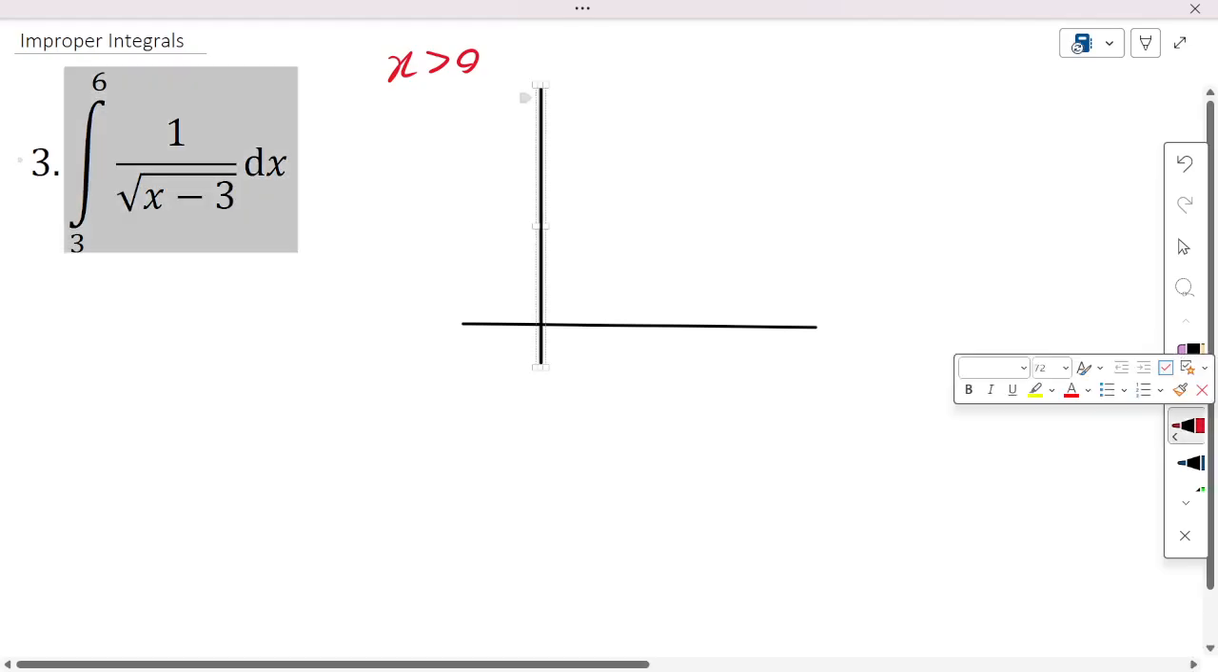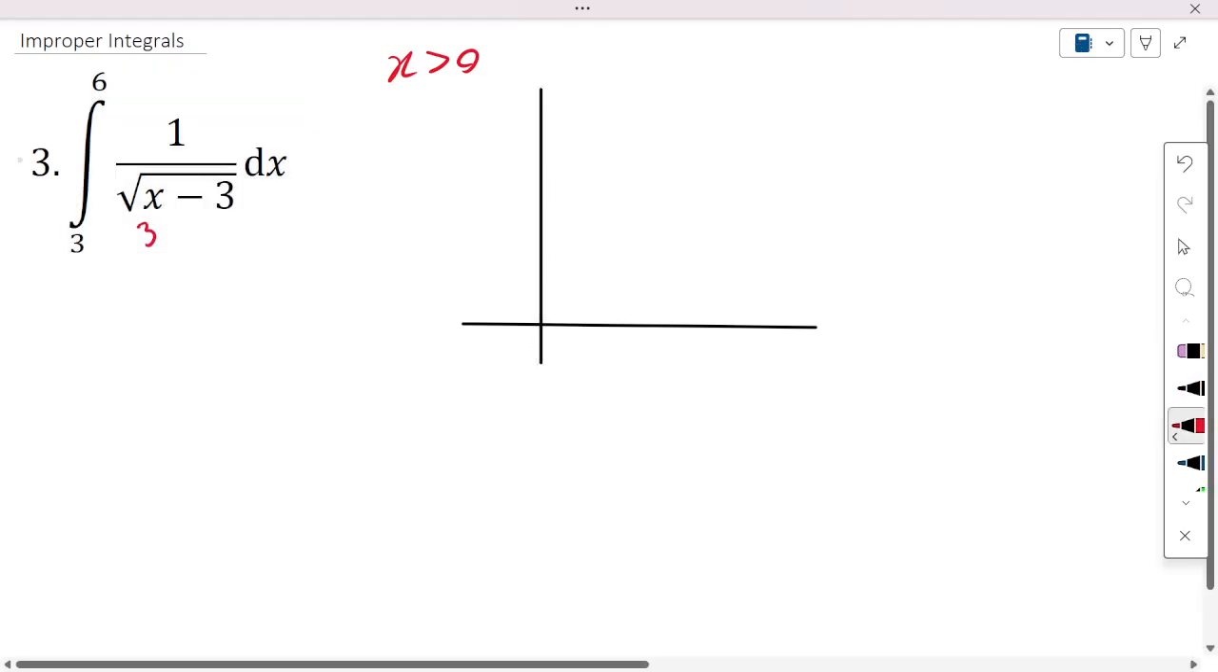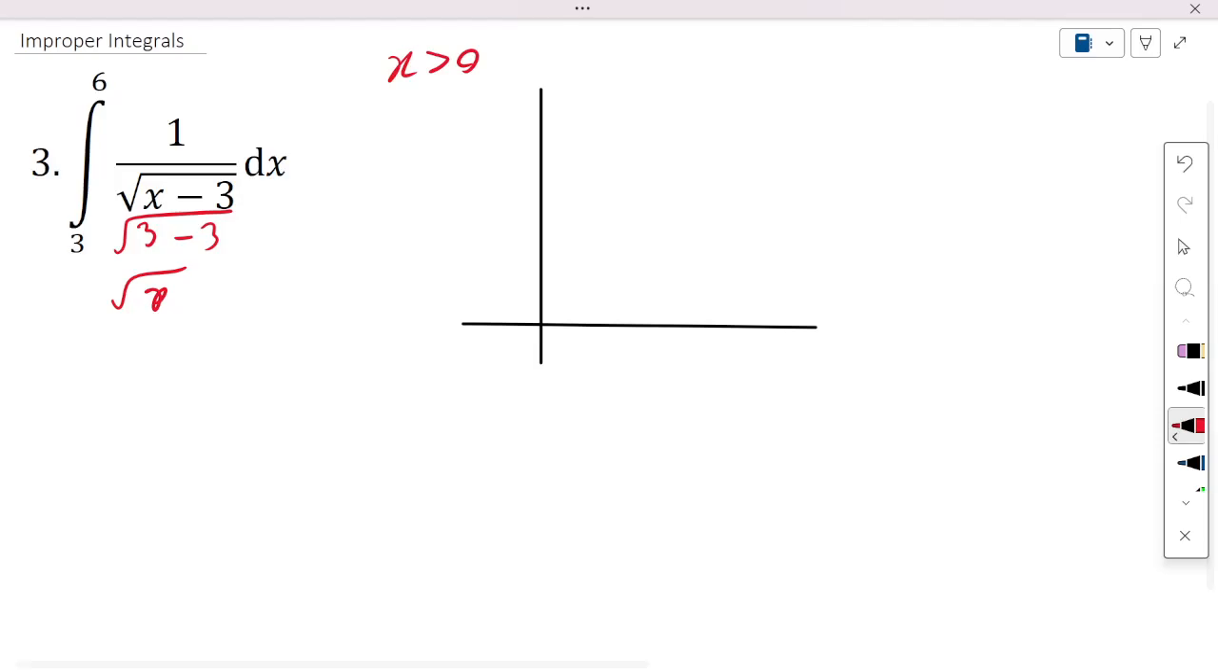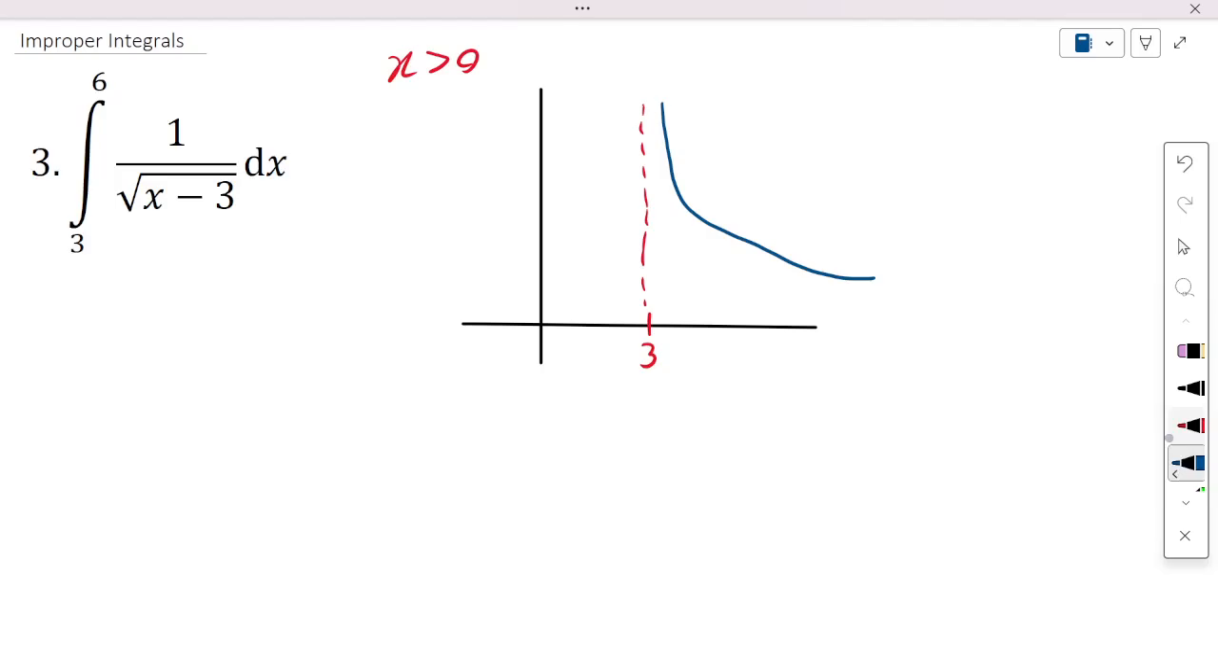Because if we have x equals positive 3, then we have root of 3 minus 3, which is equal to root 0, which is equal to 0. And then we're going to have 0 as the denominator, and that's undefined. So that means we have an asymptote. Let's put the asymptote here at positive 3. And then our function would look something like this. So basically it looks something like that.